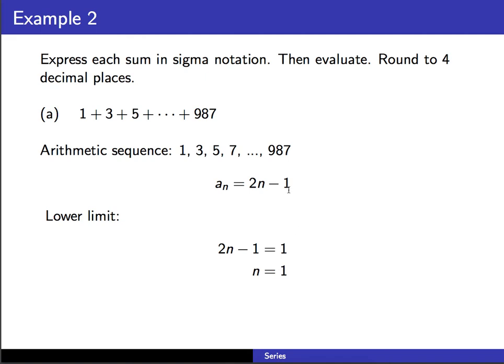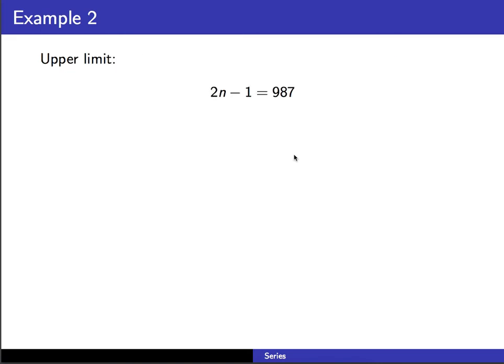To find the upper limit, we do the exact same thing, except we set our sequence rule, 2n minus 1, equal to the last term, 987. So adding 1 and dividing by 2, we get 494. So we have our sequence rule of 2n minus 1, our lower limit of 1, and our upper limit of 494. Here's how we can write this using sigma notation.